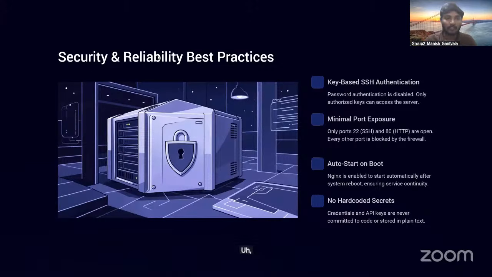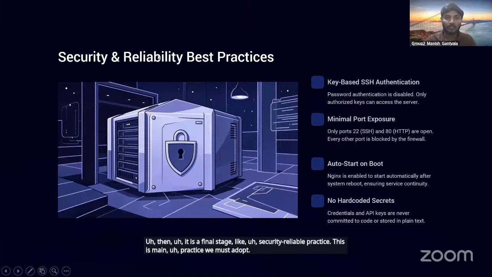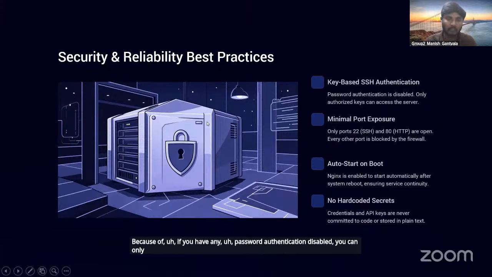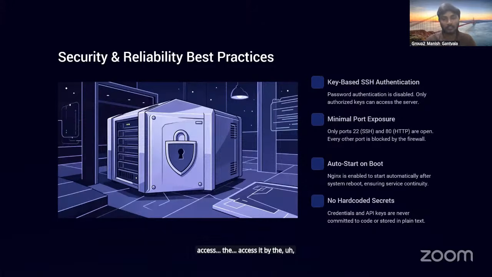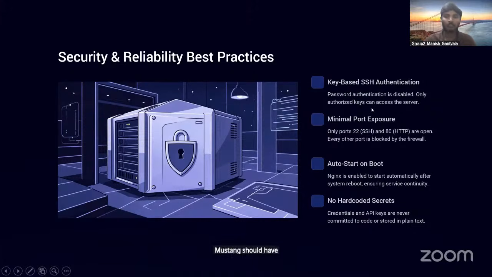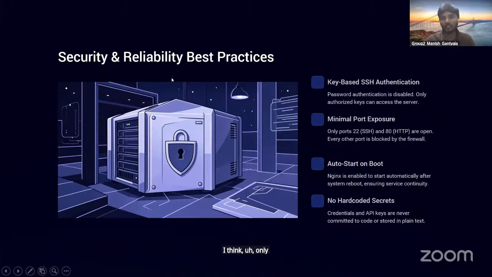Then the final stage is security and reliability practice. This is the main practice we must adopt, because if you have password authentication disabled, we can only access the server by the authorized keys. So we must have these types of authorizations. And we have minimal port exposure. By default I think only HTTP and SSH are open. Every other port is blocked by the firewall.